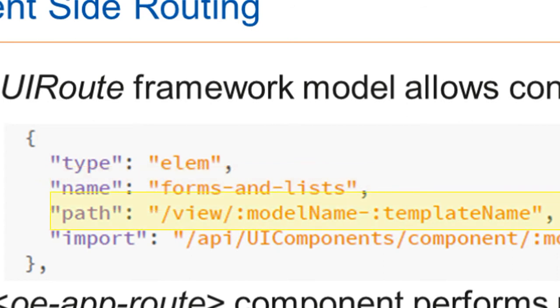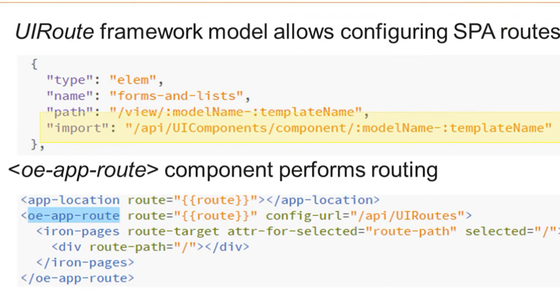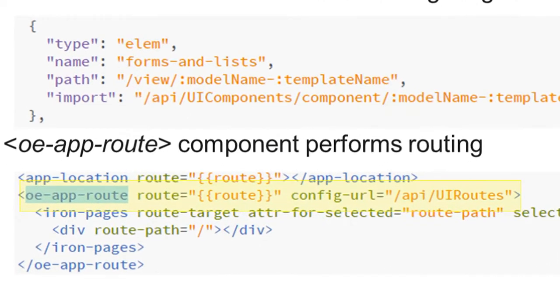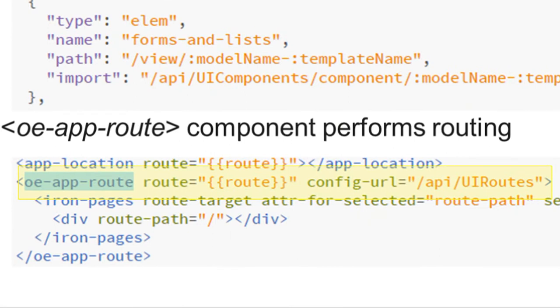Path is expressed like URL pattern. The OE app route component matches this property with browser's location to decide which route to render. Finally, import property defines URL to pull the rendered data, which could be an HTML partial for page routes or a web component definition in case of element routes. Notice that import could also have path parameters which are replaced dynamically depending on actual value of browser's location. The client-side component OE app route drives the SPA routing.